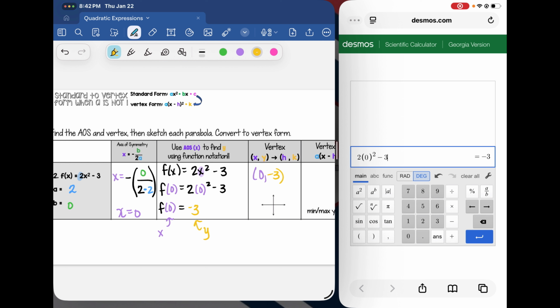All right, so when I say sketch the graph, I just want to know, is it going to be a happy face or a smiling face? Well, my A value is a positive 2. So since it is a positive 2, that means your parabola should smile.